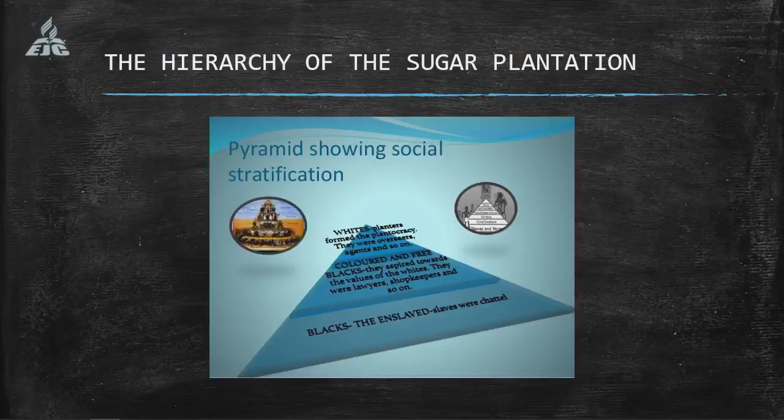The blacks, the free blacks, want to get up there. You notice I said free blacks. They wanted to get up to the top of the pinnacle also, right? The free blacks and the coloreds, they have professions. They were lawyers, they were shopkeepers, and so on. Then, down at the bottom of the pyramid, you have the blacks, the enslaved.